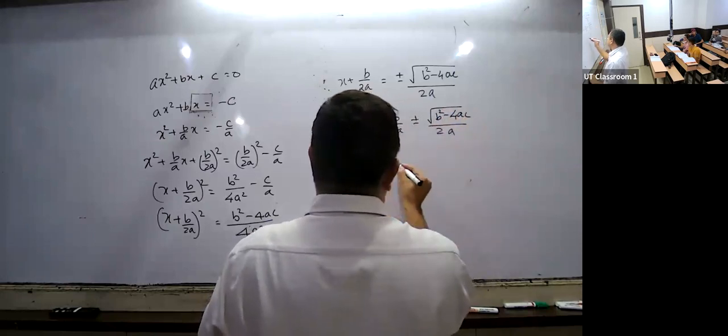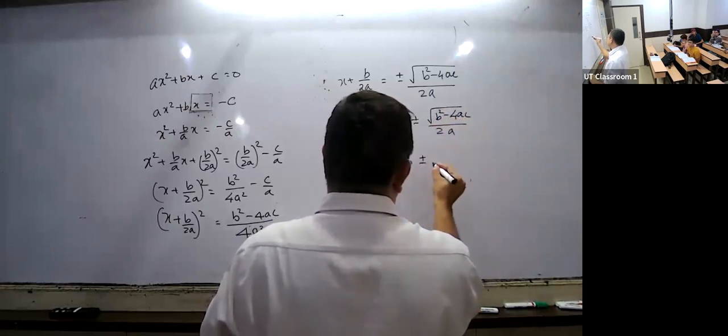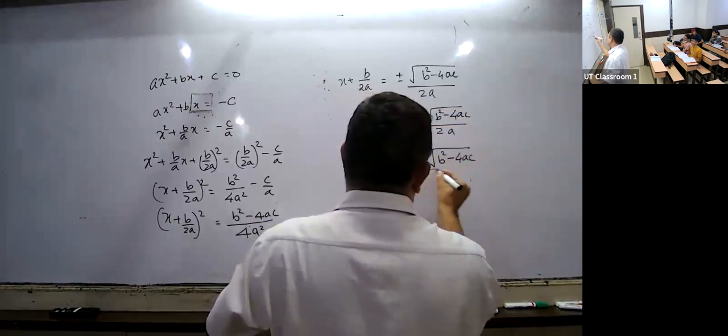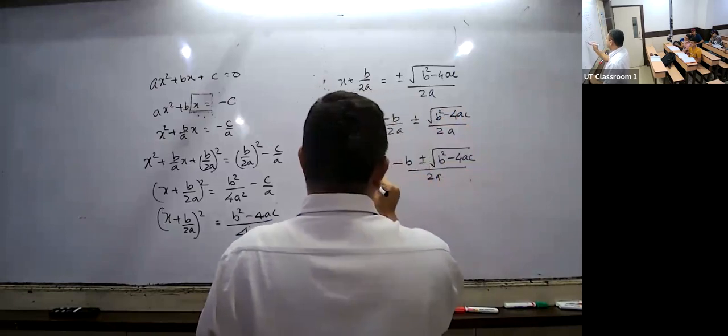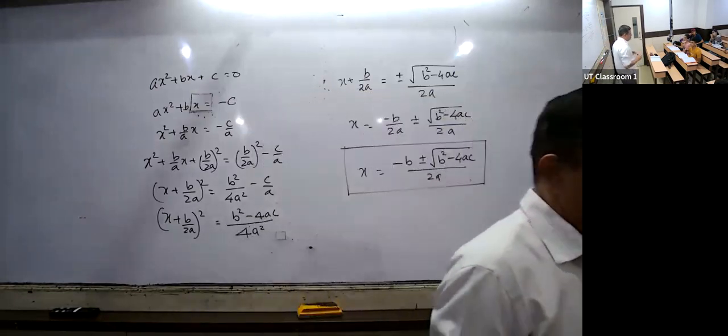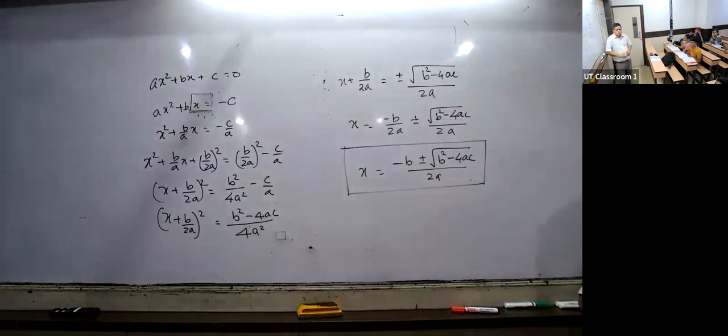With the same common denominator: minus b plus or minus root of b square minus 4ac upon 2a. This is your quadratic formula. Quadratic formula is x.